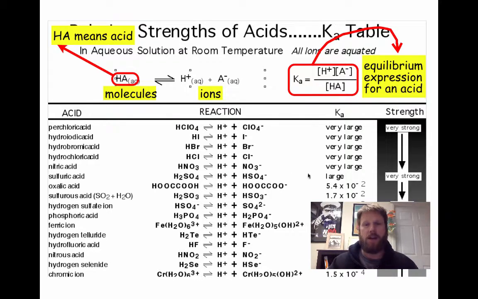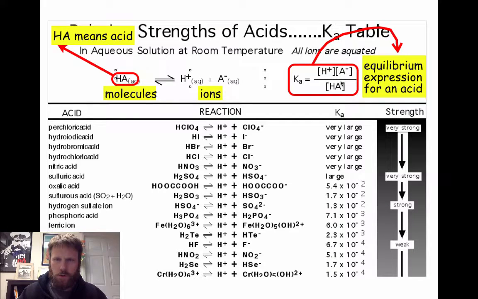So if you have acids that have very large Ka values, what does that mean? It means you have a larger numerator and a smaller denominator. You have more ions, fewer molecules, which means more H+, which is the definition of an acid. So strong acids will dissolve almost completely to form H+ and A- ions.